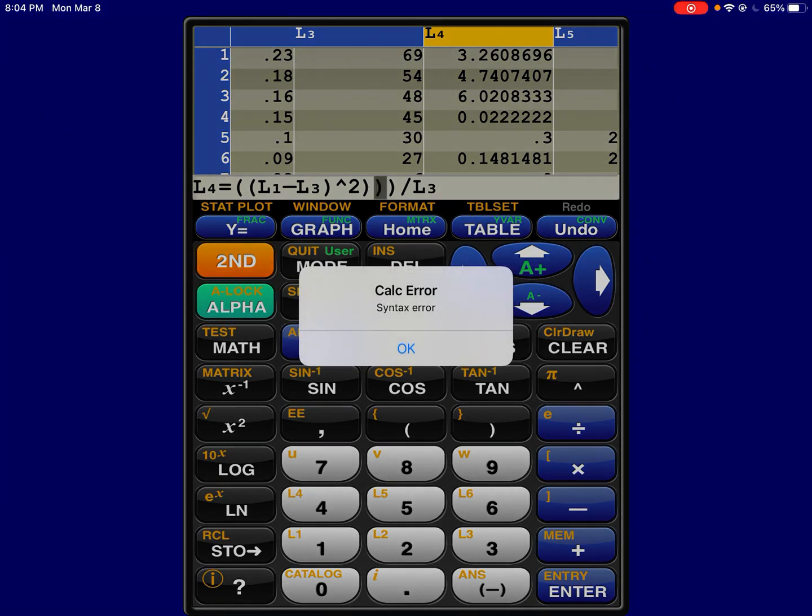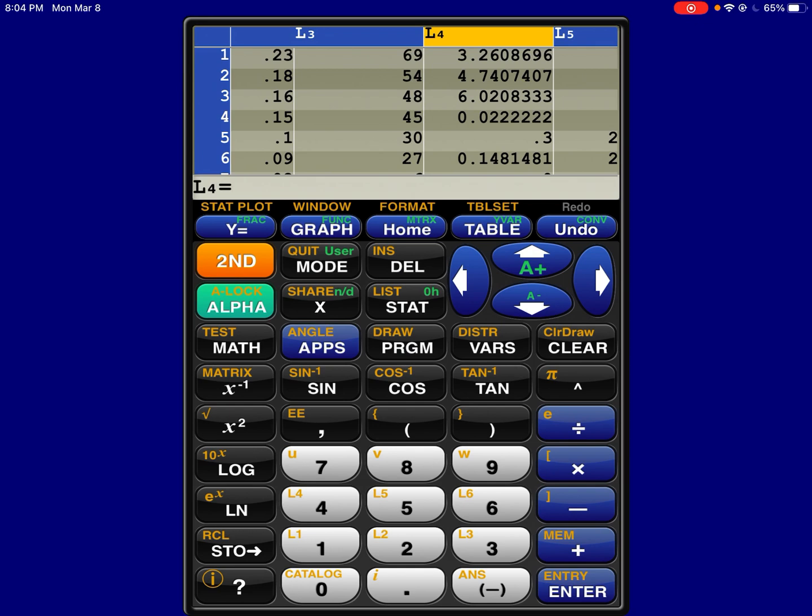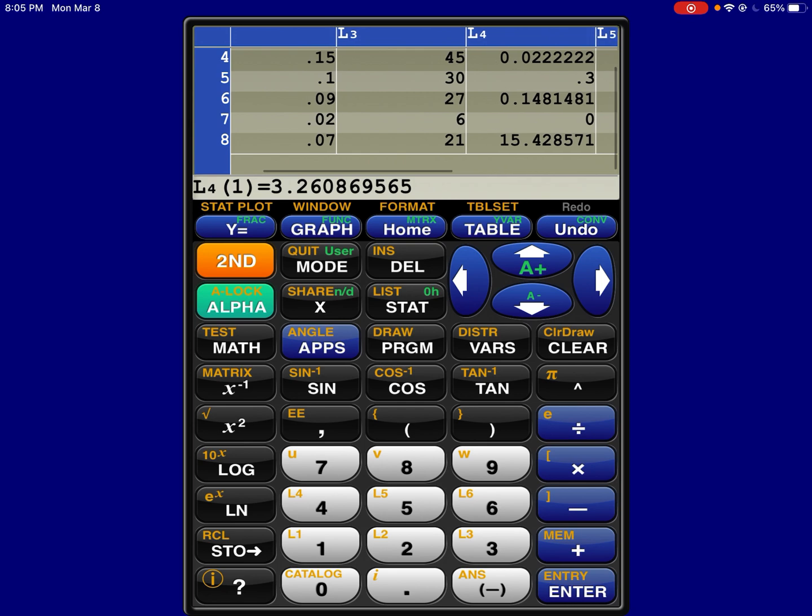Of course, it's doing this now. I guarantee you it works, guys. You can try it again. I'll do it one more time. Second 1 minus second 3. Square it. Then I'll do divided by second 3. One more time. See, it worked. Awesome. That's the goal here.